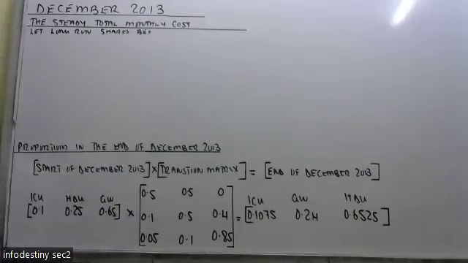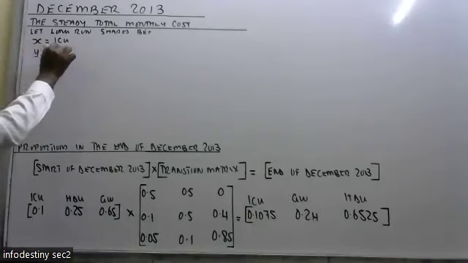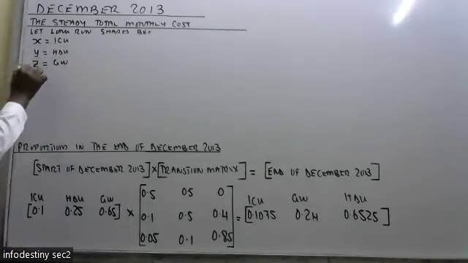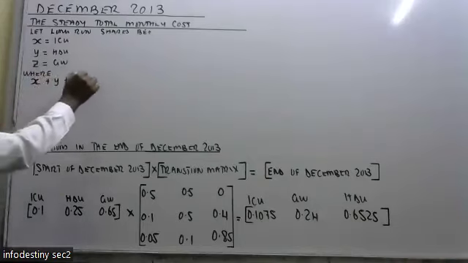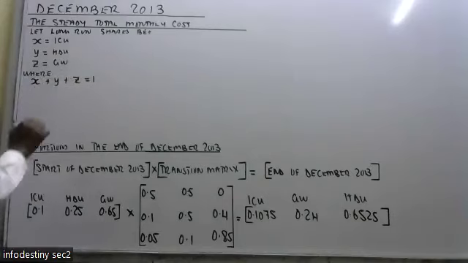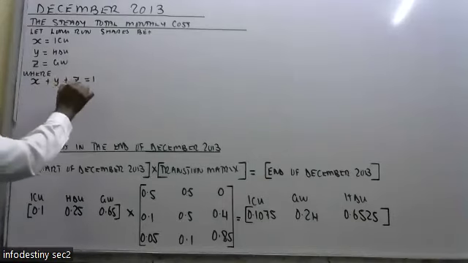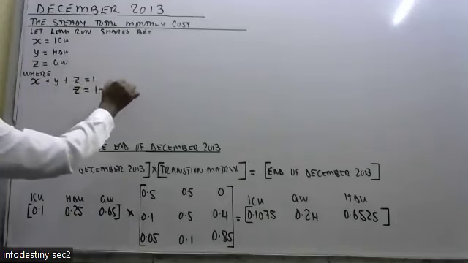So we let the program share be X for ICU, Y for high dependency unit, Z for the general ward, where X plus Y plus Z is equal to 1, and Z is equal to 1 minus X minus Y.